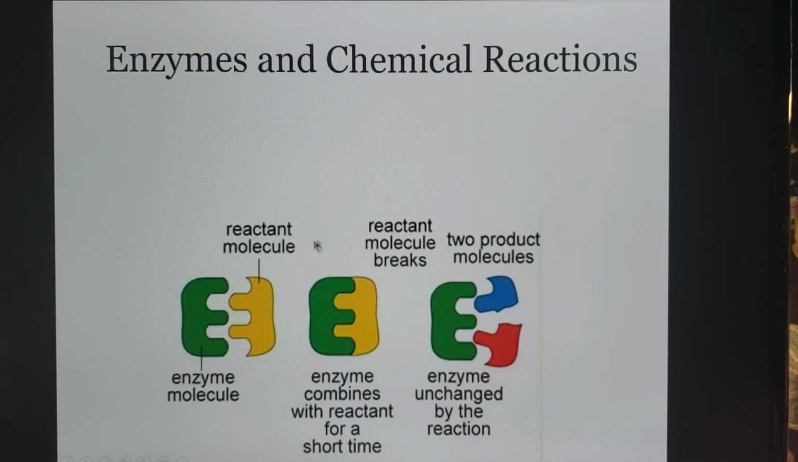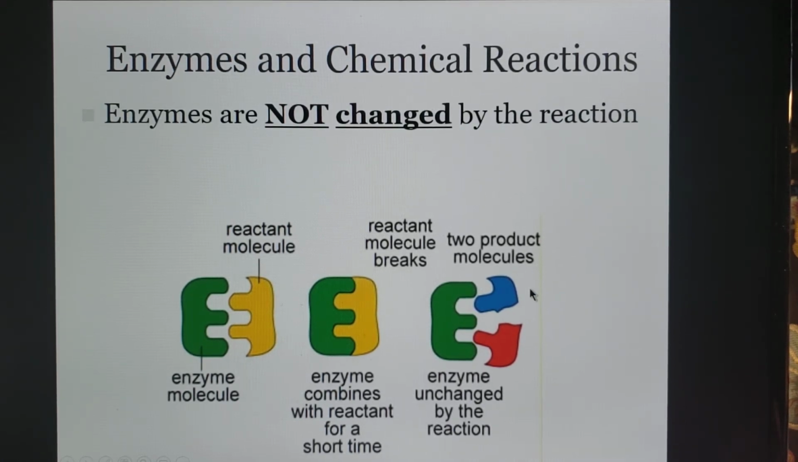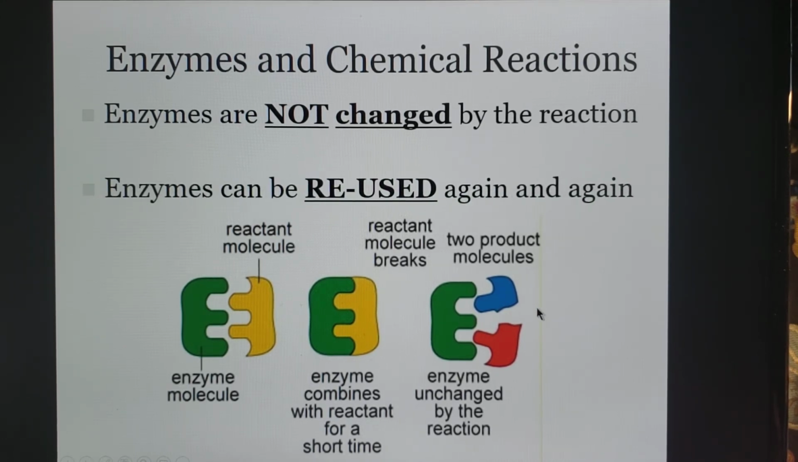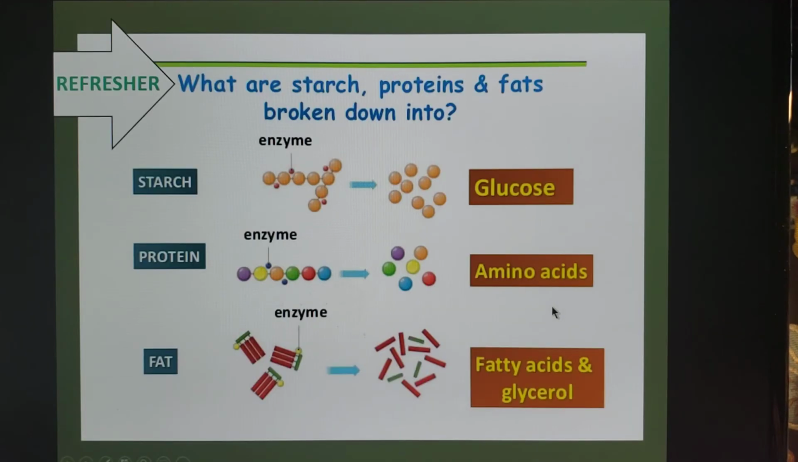And we get chemical reactions, and the enzyme molecule and the reactant molecule come together, and here they're breaking this one apart into two product molecules. Enzymes are not changed by the reaction, but the substrate is. These guys then are changed. This one here is broken apart, and these can go on their way. Enzymes can be reused again and again. It's the third time I've said that, but it's really important to understand that.